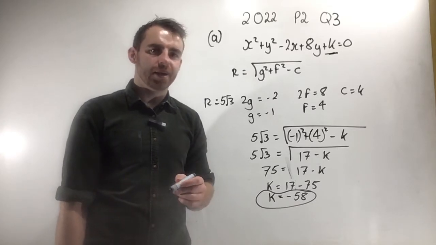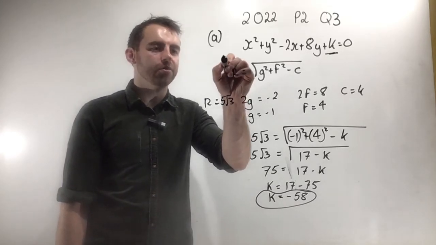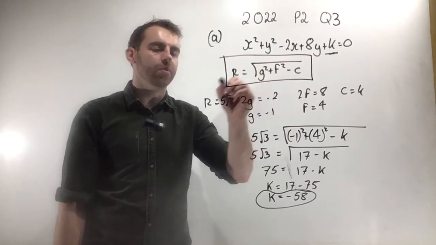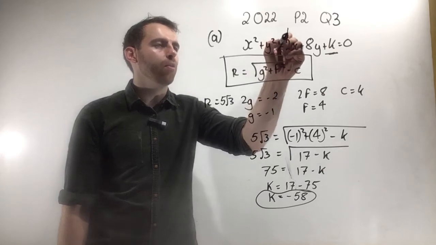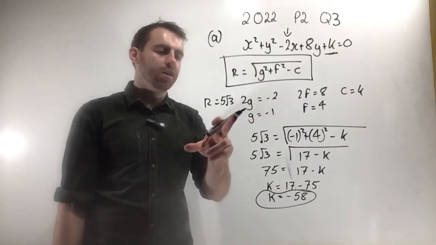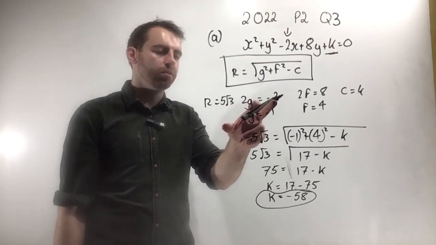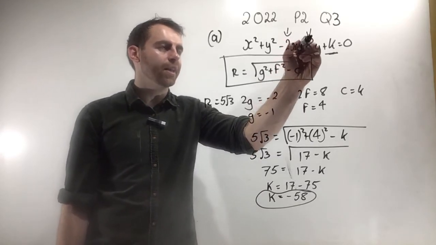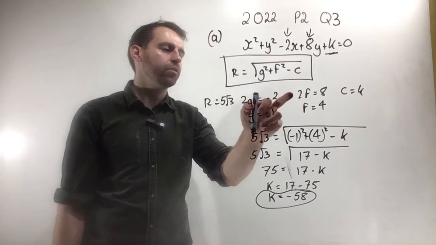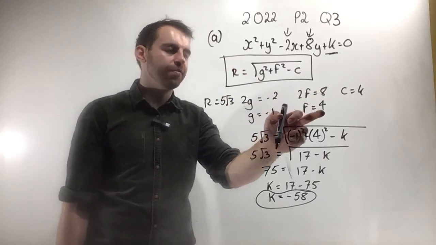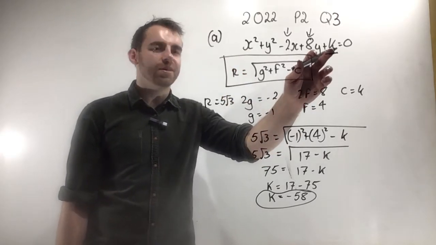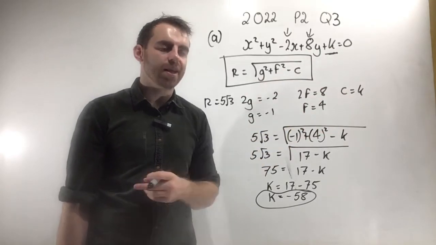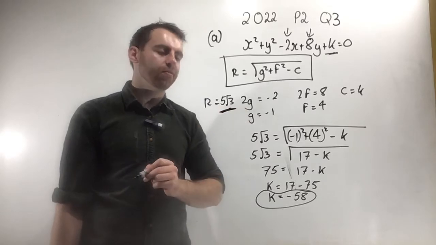If you go to your maths tables, you'll see the formula for working out the radius is the square root of g squared plus f squared minus c. Remember that the coefficient of x represents 2g, so if 2g is equal to minus 2, I can say that g is equal to minus 1. The coefficient of y is 8 here, and that's 2f, so 2f equals 8, which means f is equal to 4. And the constant at the end represents the c, so the c in this case is equal to k.